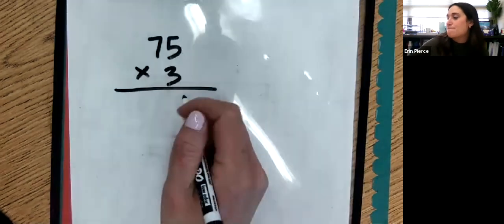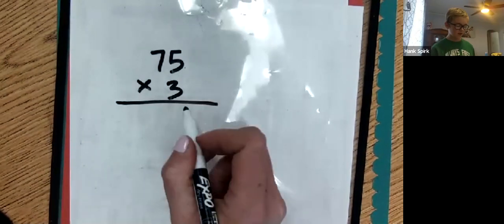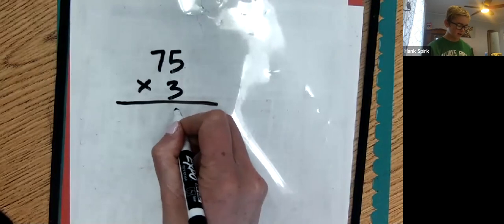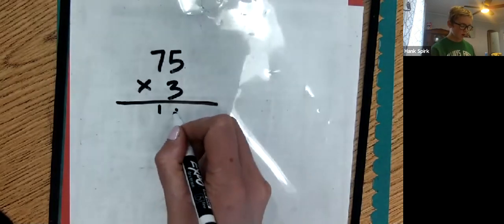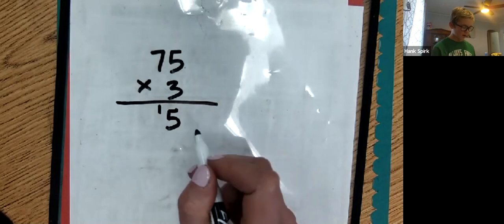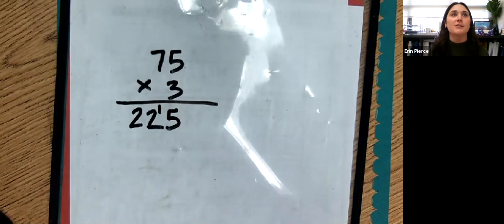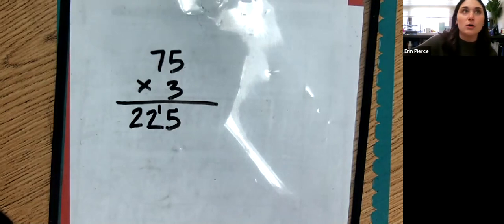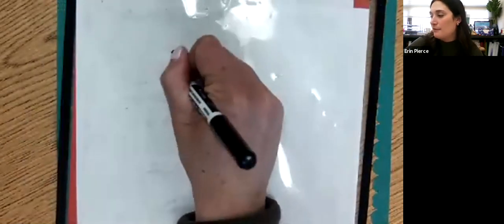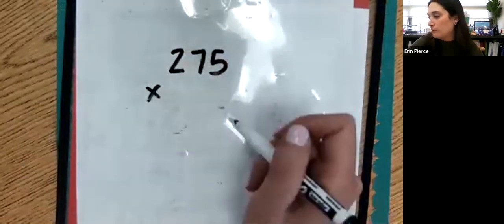Walk me through it. First, I did 3 times 5, and I got 15. I carried the 1 to the tens. And then I did 3 times 7, and that got me 21, but I added the other 1, and I got 22, and I got 225. Wonderful. So your answer for A, you should have gotten 225, just like Hank said. All right, next question. Same thing. Someone's going to walk me through it and then give you a minute to solve. 275 times 4.